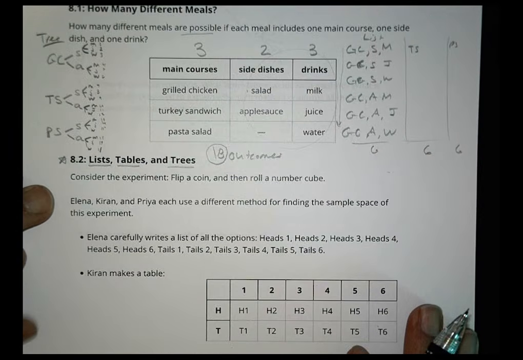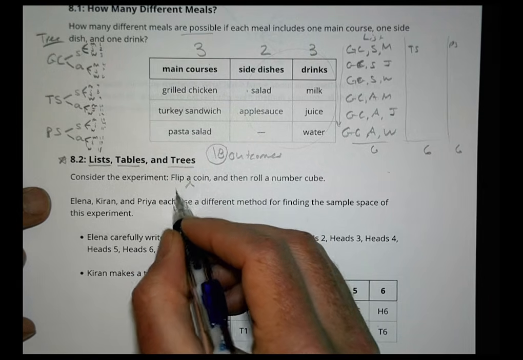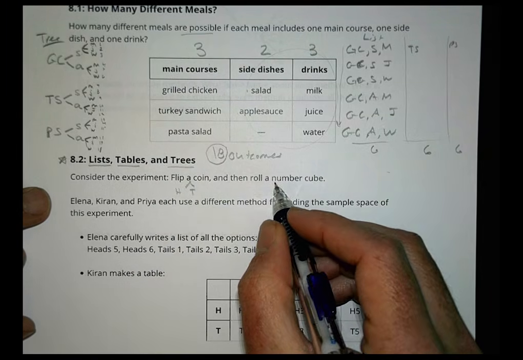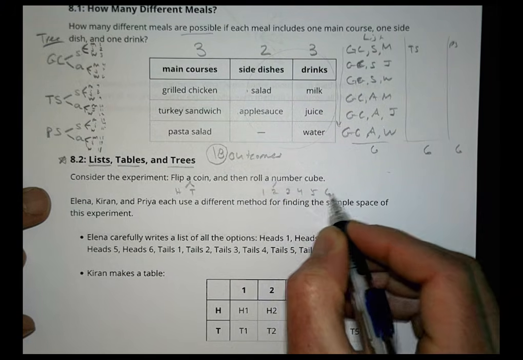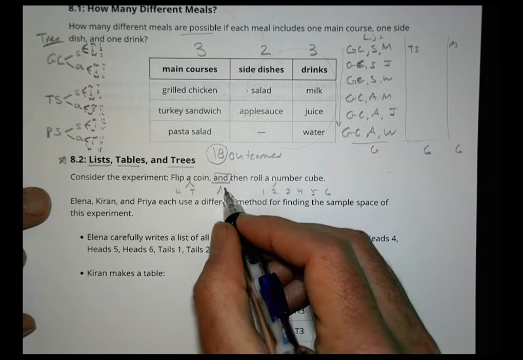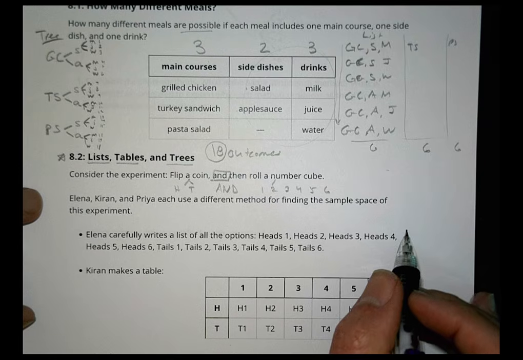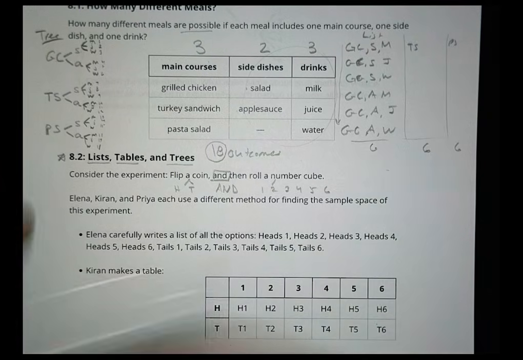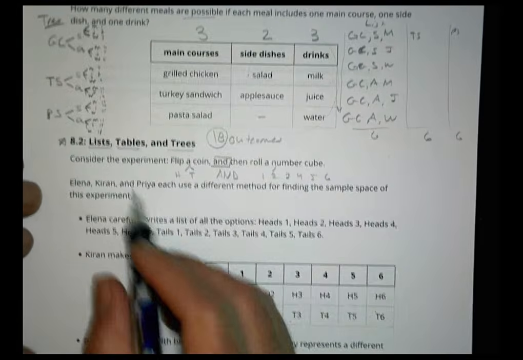Let's consider the experiment: flip a coin, and then roll a number cube. So think about, I'm flipping a coin, which means I could get a head or a tail, and I roll a number cube, which means I can get a 1, 2, 3, 4, 5, 6. So if I'm doing both of these, it's an "and" thing. I'm doing this one and I'm doing that one. Let's take a look at the different solutions, or the different sample spaces, that could come up by doing this experiment.